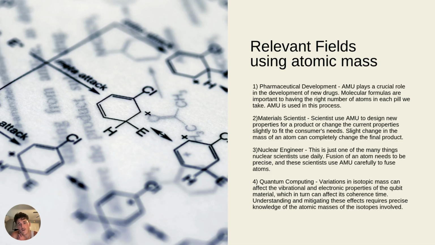Quantum computing: a variation in isotopic mass can affect the vibrational and electronic properties of a qubit material, which in turn can affect the coherence time. Understanding and mitigating these effects requires precise knowledge of the atomic mass of the isotopes involved.